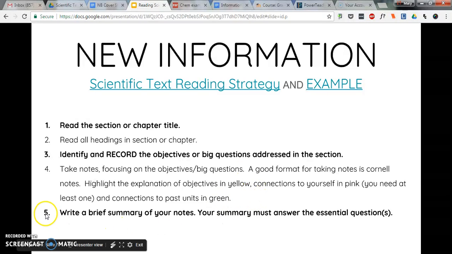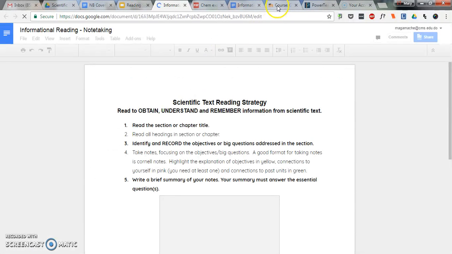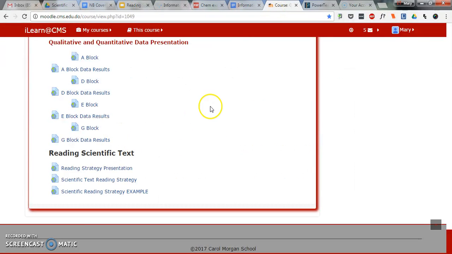So you will have yellow, pink, and green highlighted information on the right-hand side of your Cornell notes. In the end, you will write a brief summary of your notes. Your summary must answer or address the big questions or objectives. Okay? So steps 1, 2, and 3 are pre-reading. Step 4 is during reading. And step 5 is after reading. Okay, well, if I click on this document, it's also here in Moodle.